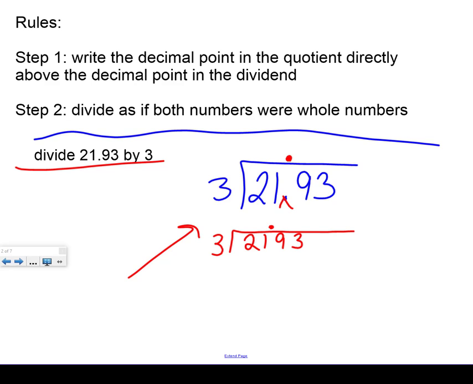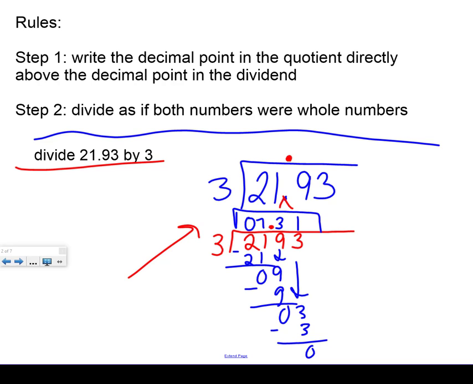So 3 goes into 2 no times. It does not go into 2 at all. But 3 goes into 21 7 times. 7 times 3 is 21. We subtract and we get a remainder of 0 and we bring our next number down. 3 goes into 9 3 times. 3 times 3 is 9. I subtract and I get a remainder of 0 and I bring my last number down. 3 goes into 3 1 time. 1 times 3 is 3. I subtract and I got a remainder of 0. So my decimal is already in my answer up there because I brought it straight up. And so my final answer is 7 31 hundredths.